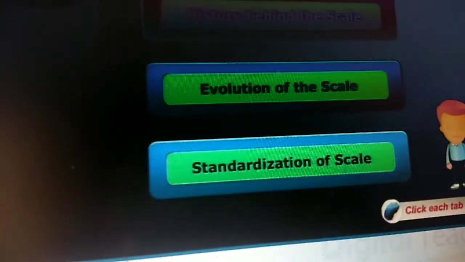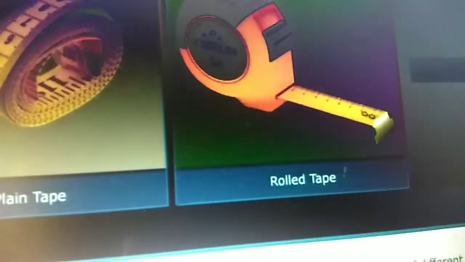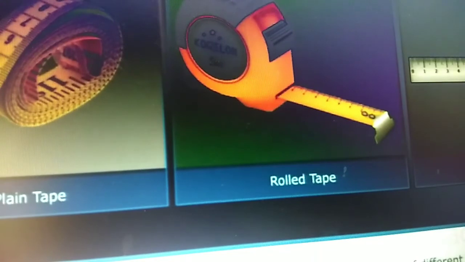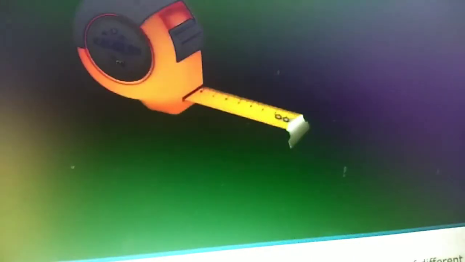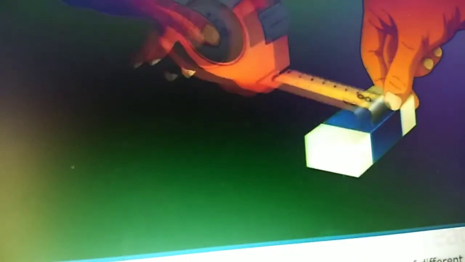Here, we will learn the way to measure distances. We use different instruments like plain tape, roll tape, centimeter scale of different sizes and made of wood, metal or plastic in our daily life. The thickness of the eraser can be measured easily with a roll tape.